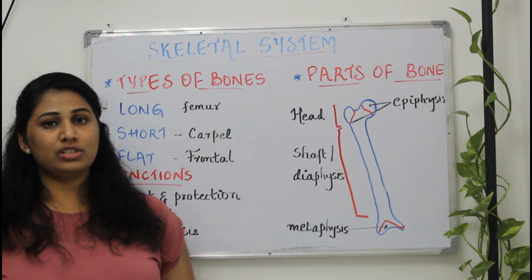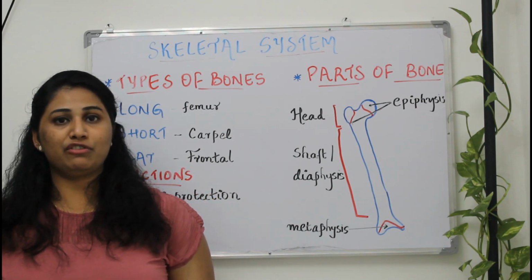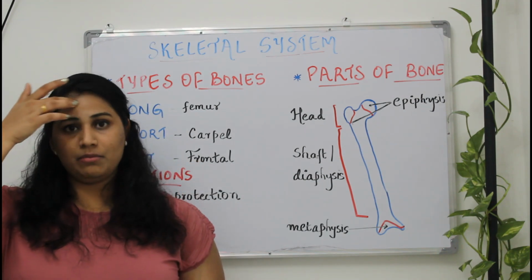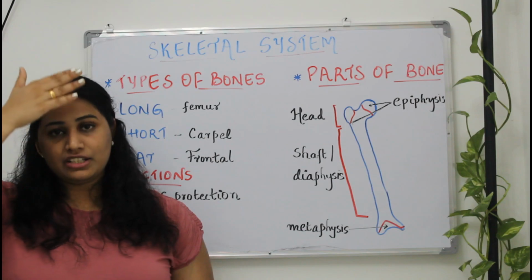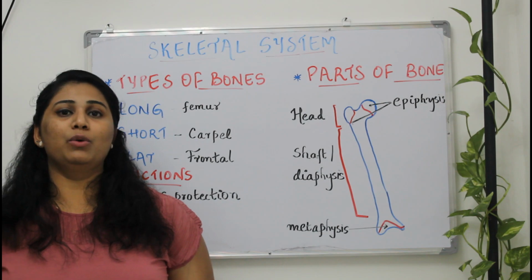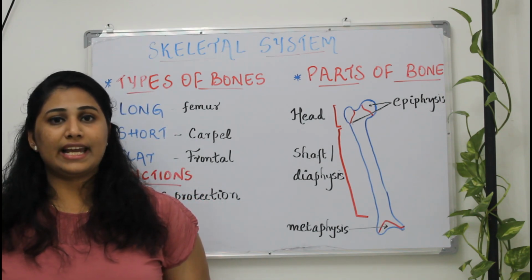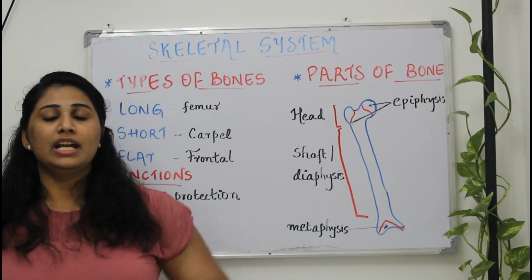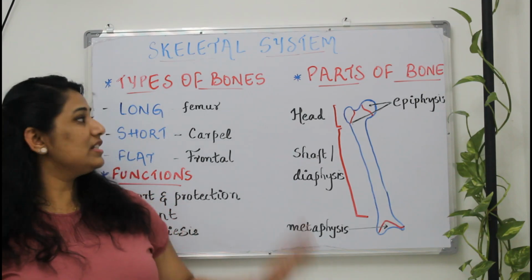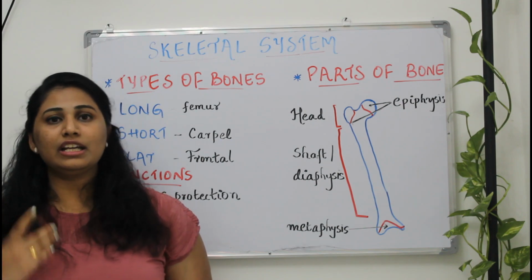Then come the short bones. In the wrist, after the wrist joint come the carpals. The carpals are an example of short bones. The flat bone example is the frontal bone in the cranium. The shape is flat, which is why we call it a flat bone. And then comes the irregular bone. What is an irregular bone? An example is a vertebra. So these are the types of bones: long bones, short bones, flat bones and irregular bones.